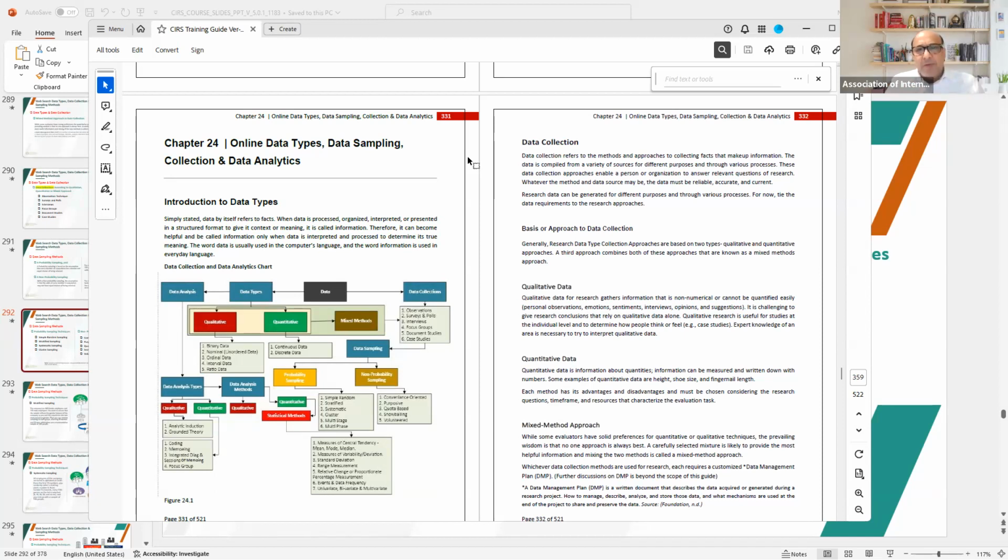And sampling has to have some rationale. Now, that rationale is actually talking about the methods of how you would obtain the sample. So that's where we are going to get to. But start with the type of data.